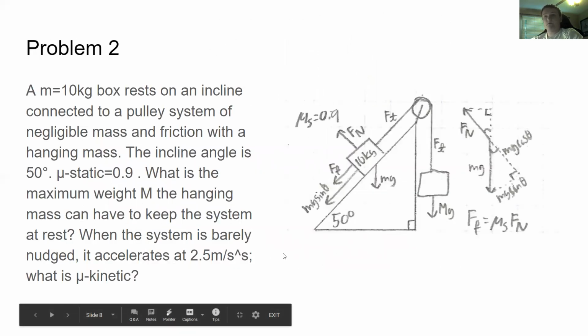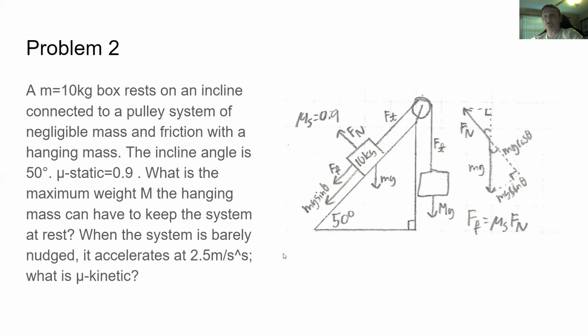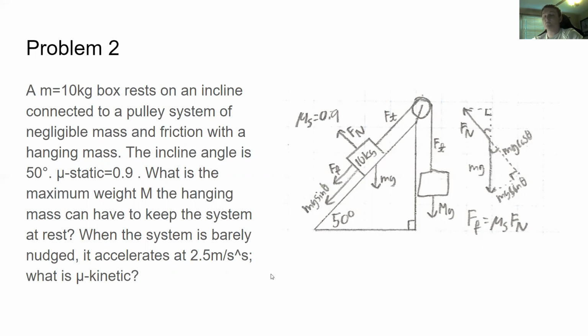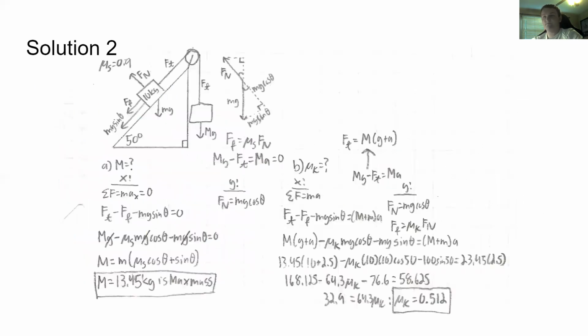Problem 2. M is equal to 10 kilograms. The box rests on an incline connected to a pulley system of negligible mass and friction with a hanging mass. The incline angle is 50 degrees, and mu static is equal to 0.9. What is the maximum weight m the hanging mass can have to keep the system at rest? When the system is barely nudged, it accelerates at 2.5 meters per second squared. What is mu kinetic? Again, transfer over.